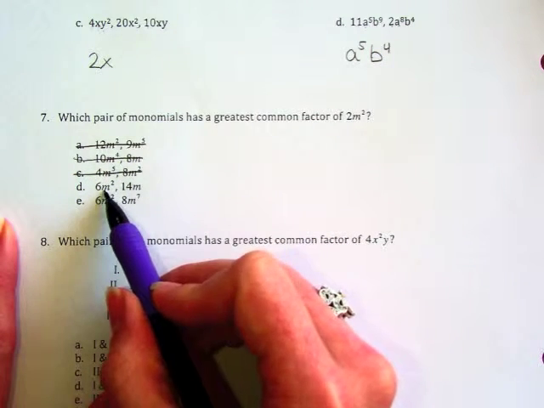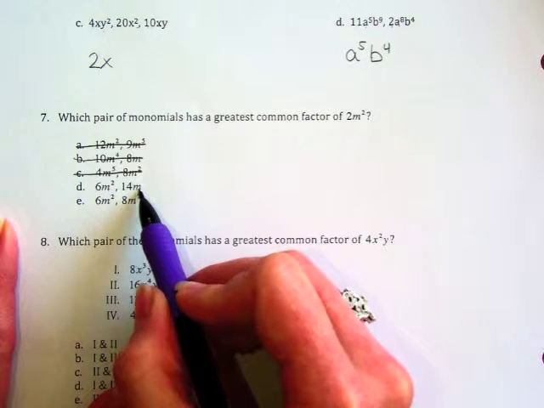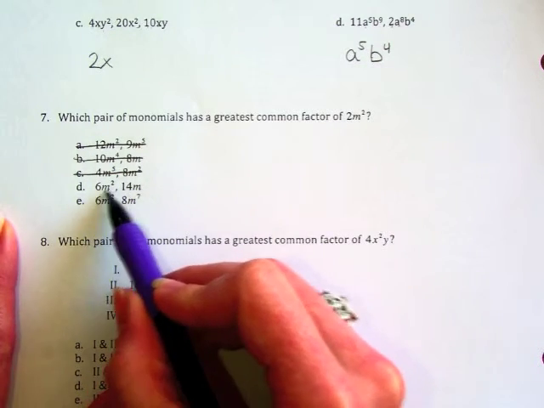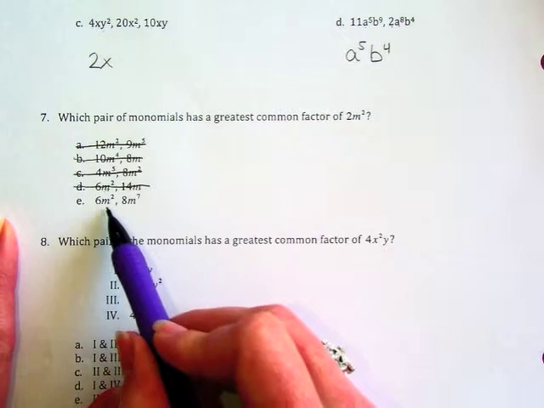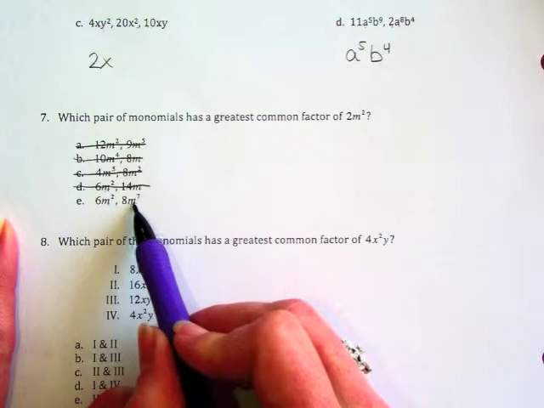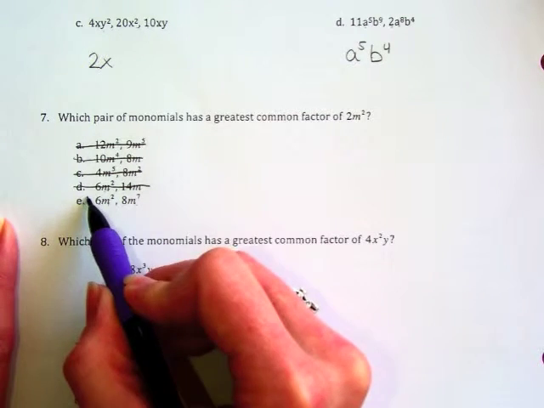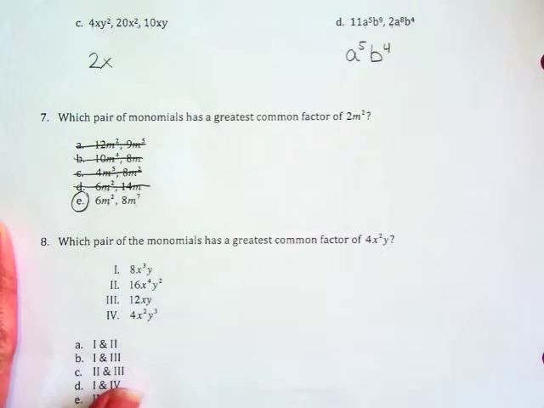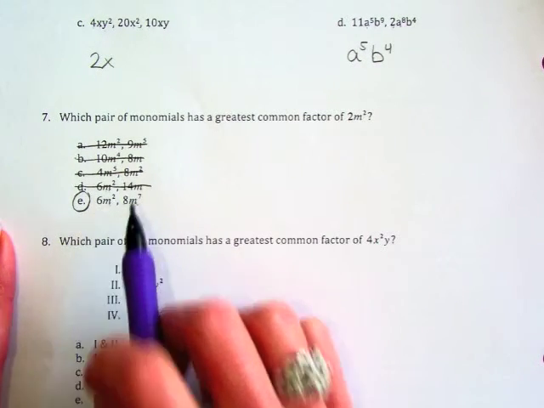Looking at D, here I have m squared and 1m. Again, the biggest amount that they have in common is 1 single m, so that one doesn't work. Let's double check and make sure E works. M squared, okay, there's 2 m's there, and m to the 7th. The biggest amount they have in common is 2 m's. So here we have two monomials that have a greatest common factor of 2 and m squared.